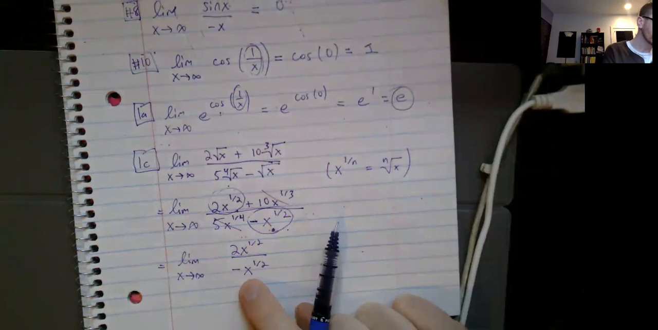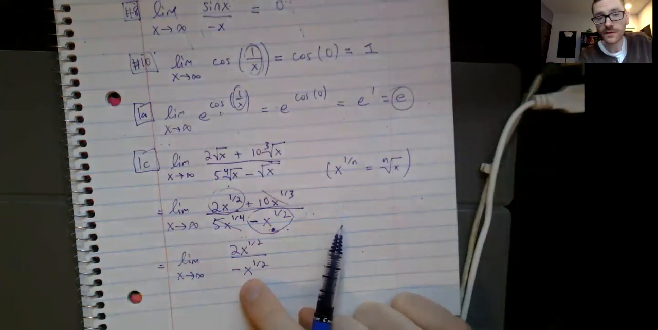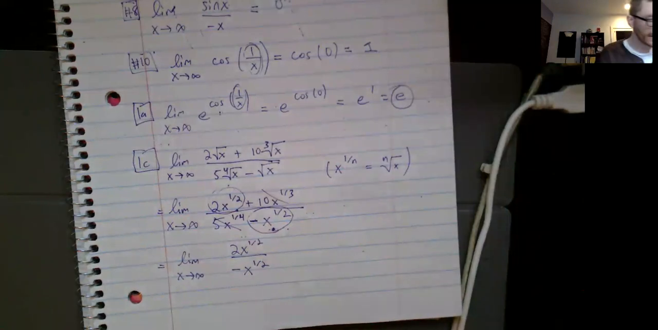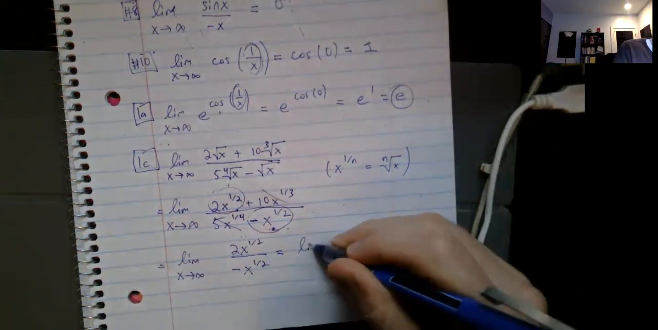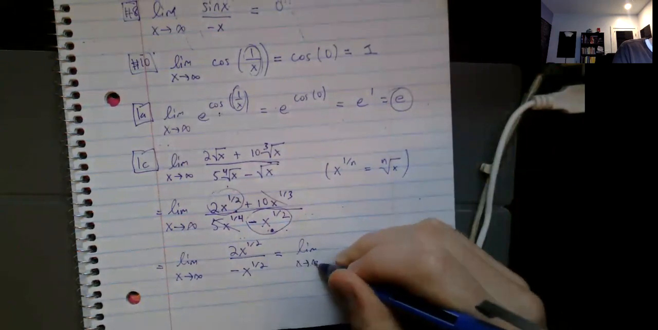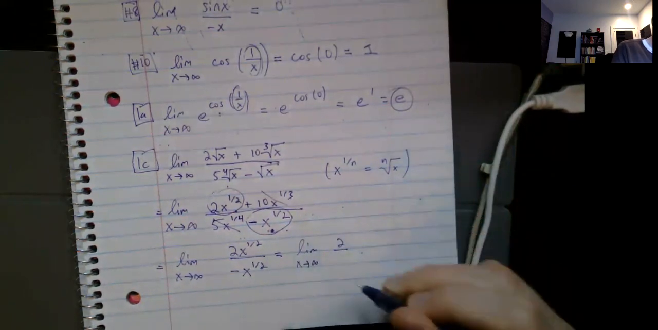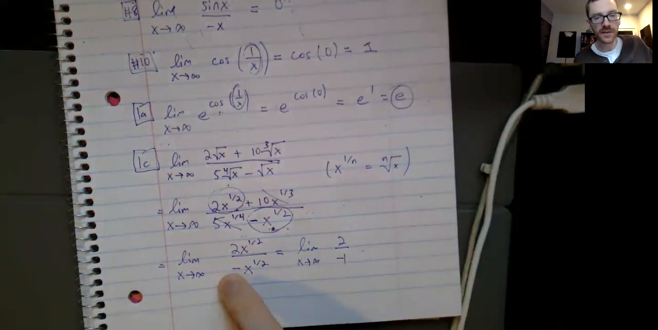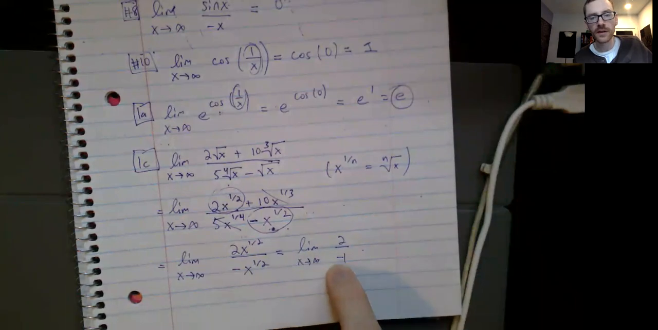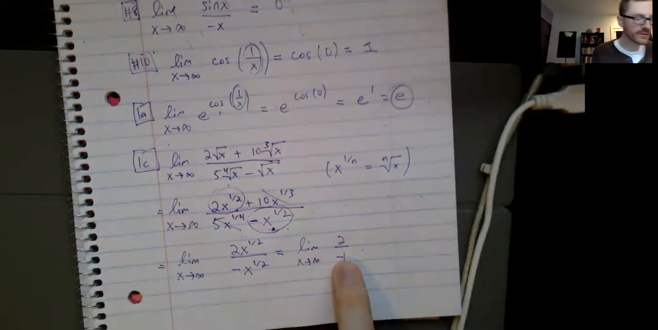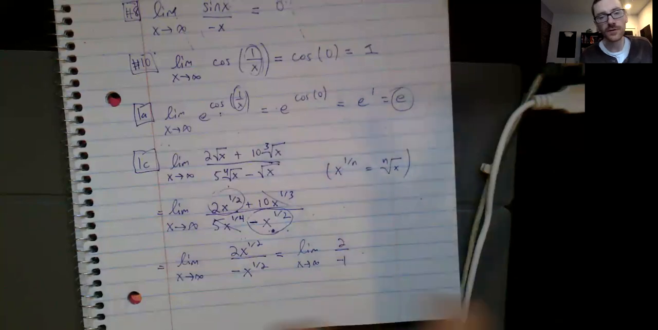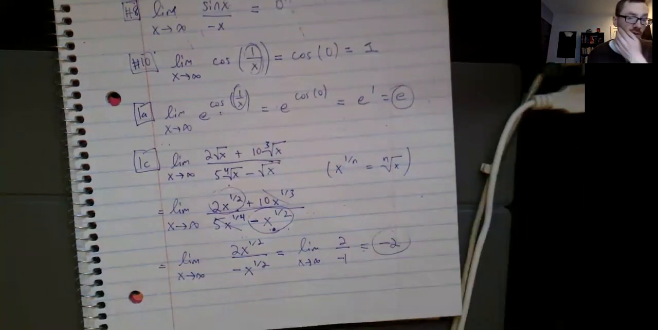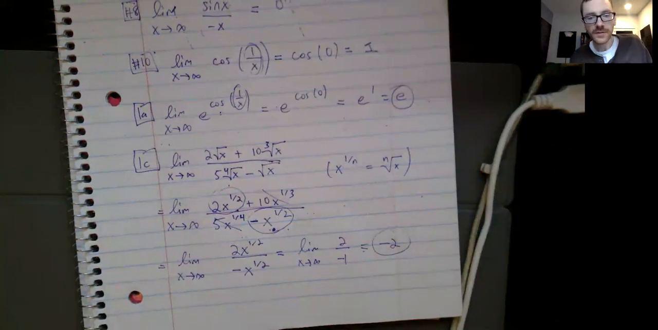Anyway, you can do some cancellation now, right? Because you have x to the 1/2 on the top and x to the 1/2 on the bottom. You can cancel them. So that's the limit as x goes to infinity of just 2 over, well, the x to the 1/2 may disappear, but you've still got that minus sign, and that's why I've written a -1 here. So this is just 2 over -1. There's no more x to even consider, so you can ignore the limit part. This is just -2. Okay, so that's how that one goes.